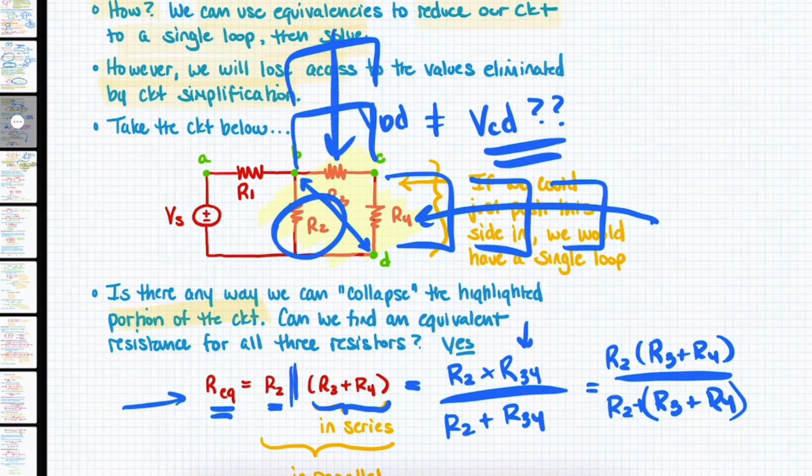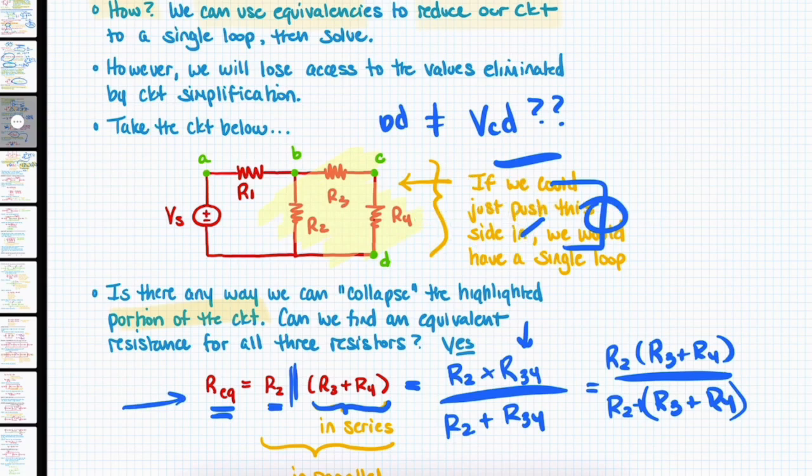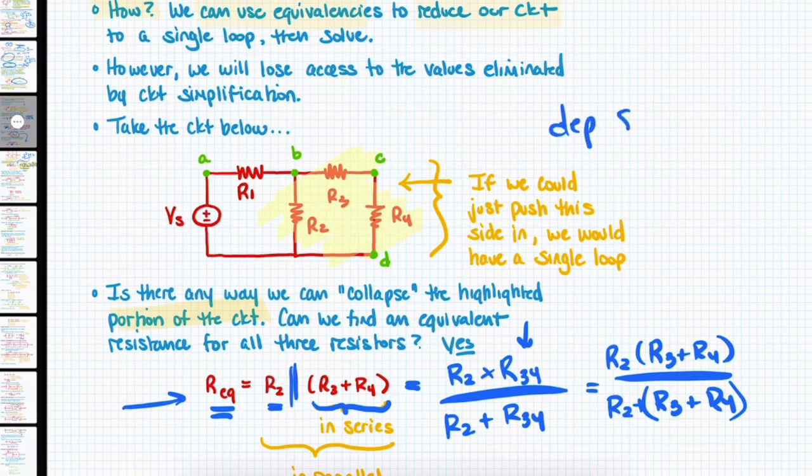Now, does this work for every type of circuit? Most definitely not, right? If you have, for example, a nonlinear element over here, or you have dependent current sources, then that's not going to work. In fact, for this early stage of the course, you probably don't want to try this simplification if you have dependent sources, or if you have multiple source types.